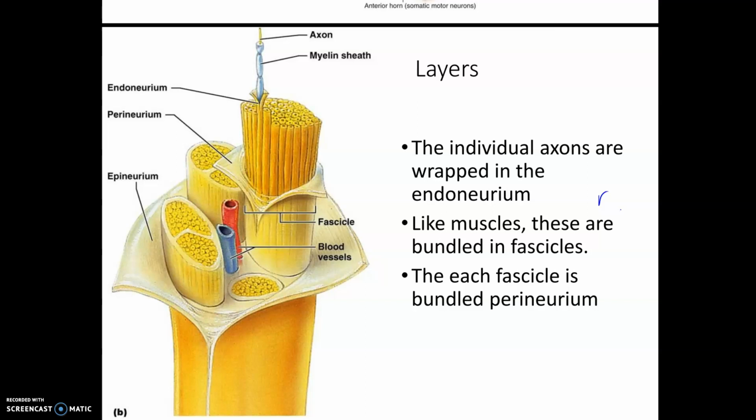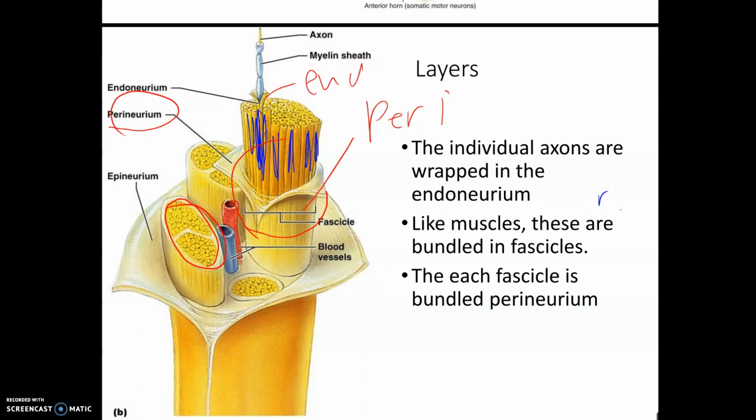The axon itself is wrapped then in endoneurium. So this is all endoneurium. So all these axons then are wrapped in fascicles. So that's the fascicle. And the fascicle is held together by perineurium. So endo, peri. Then the whole nerve is wrapped together by epineurium.